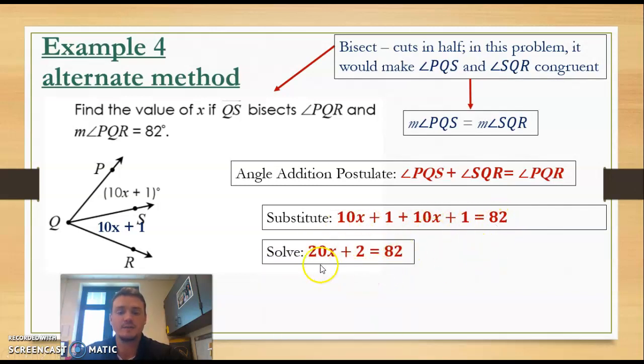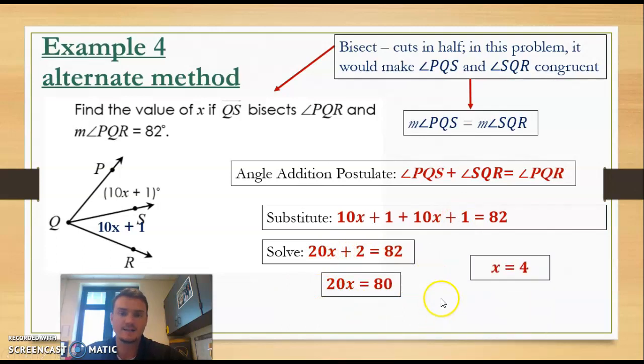Now we just solve it. So simplify the left side. Subtract 2, divide by 20, and we still get x equals 4.